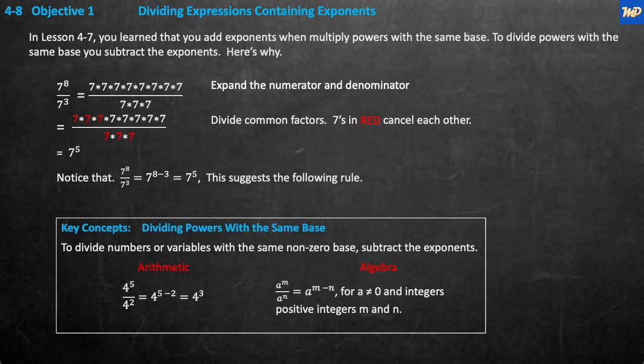Arithmetically, you would see 4 to the 5th divided by 4 squared is equal to 4 to the 5 minus 2 is equal to 4 to the 3rd power, or 4 cubed. Algebraically, we would say a to the m divided by a to the n is equal to a to the m minus n. That's for every non-zero a, because you can't divide by 0, so the a can never be 0 in this case. This is for positive integers m and n.